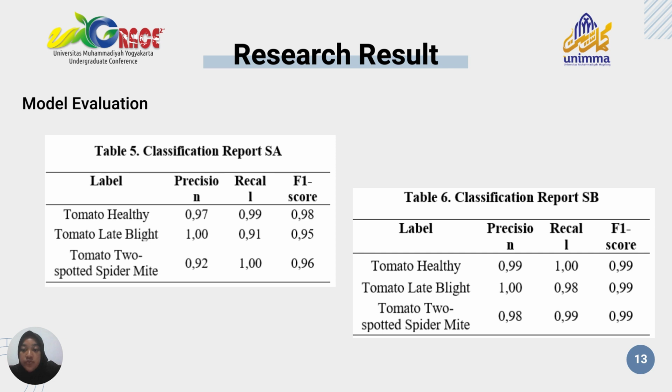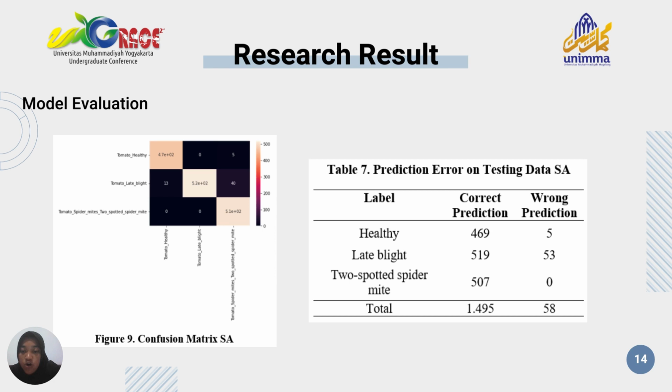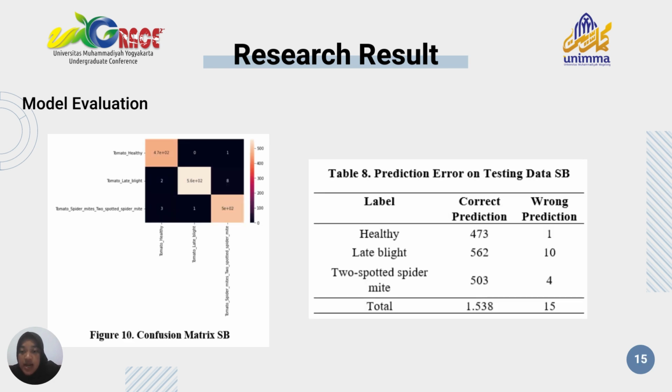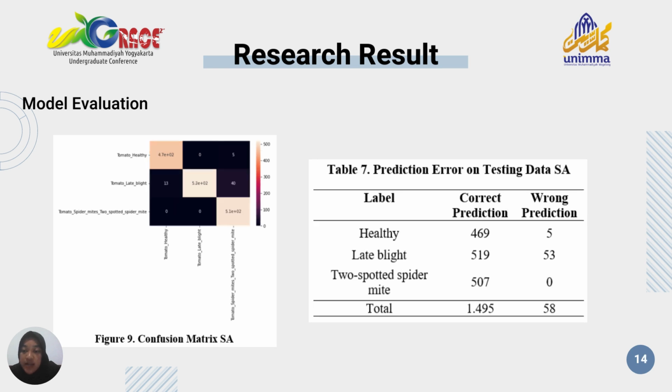However, the precision, recall, and F1 score values of SB with callback function are higher than SA without callback function. Also, the prediction error of SB is only 15 images, while SA reaches 58 images. Thus, SB is a better classification model than SA.